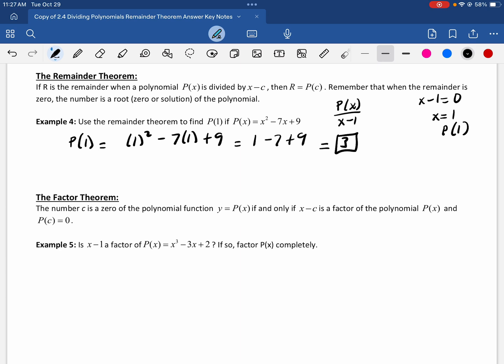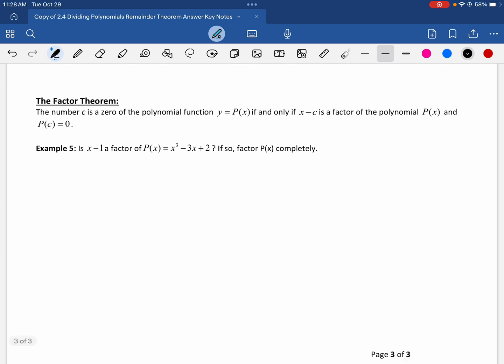So we're trying to decide, is x minus 1 a factor of this polynomial? If so, factor it completely. So we're going to use that remainder theorem to first figure out if it's a factor. We will know it's a factor if we get a remainder of 0. Okay, to start out, I'm going to set it equal to 0. So I get x is 1.